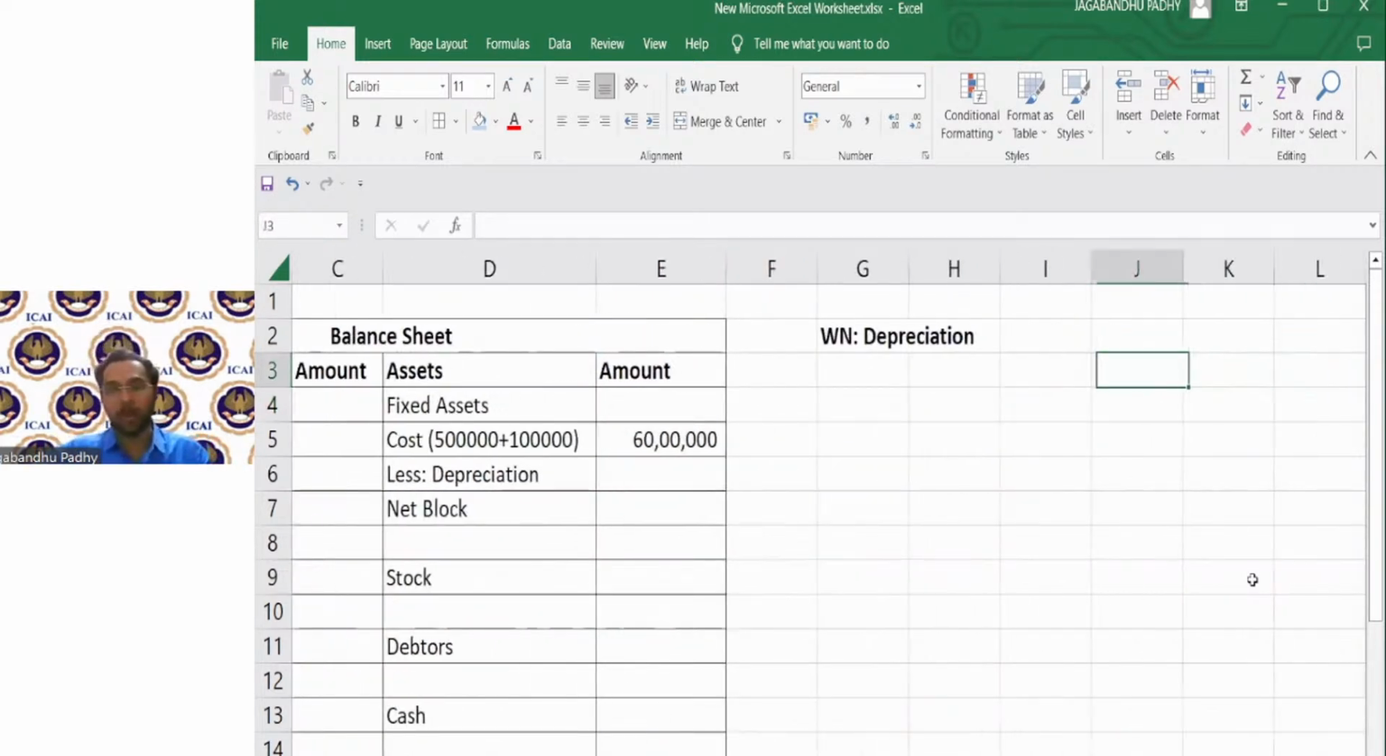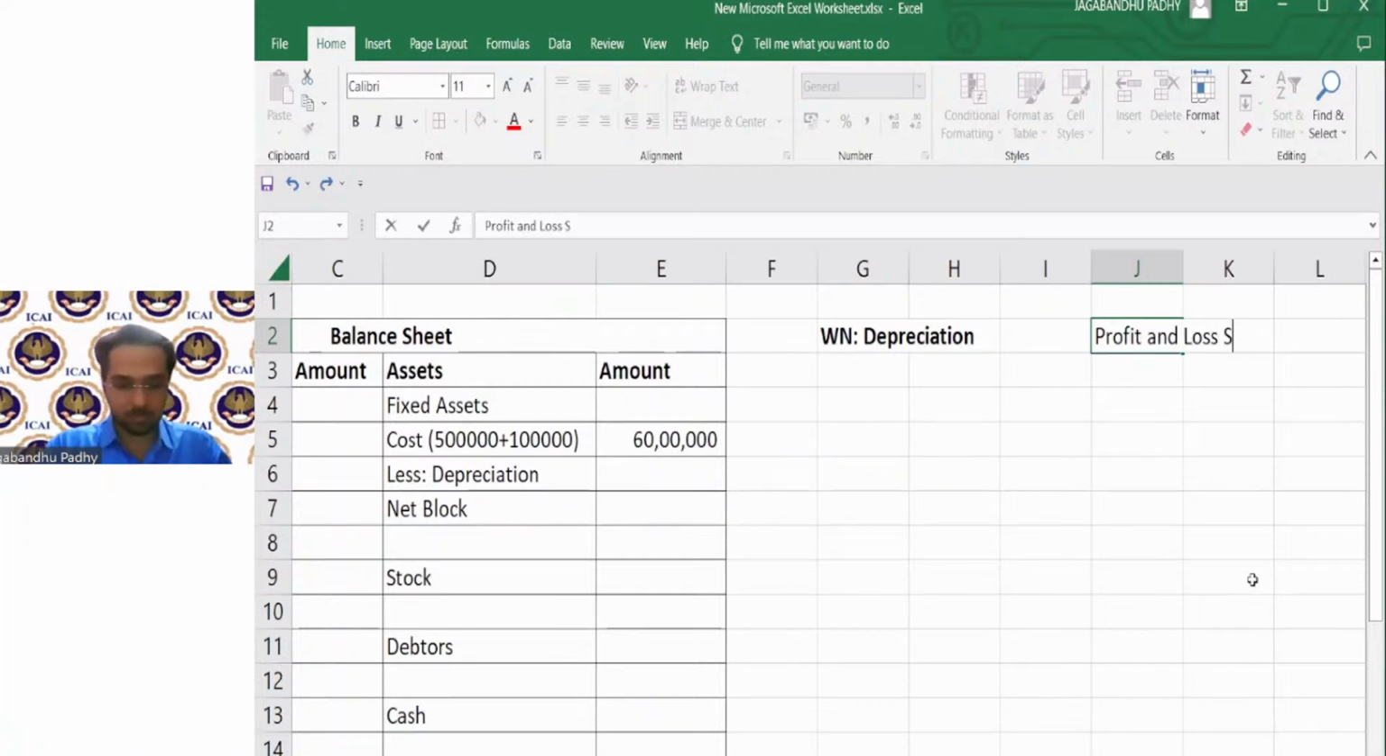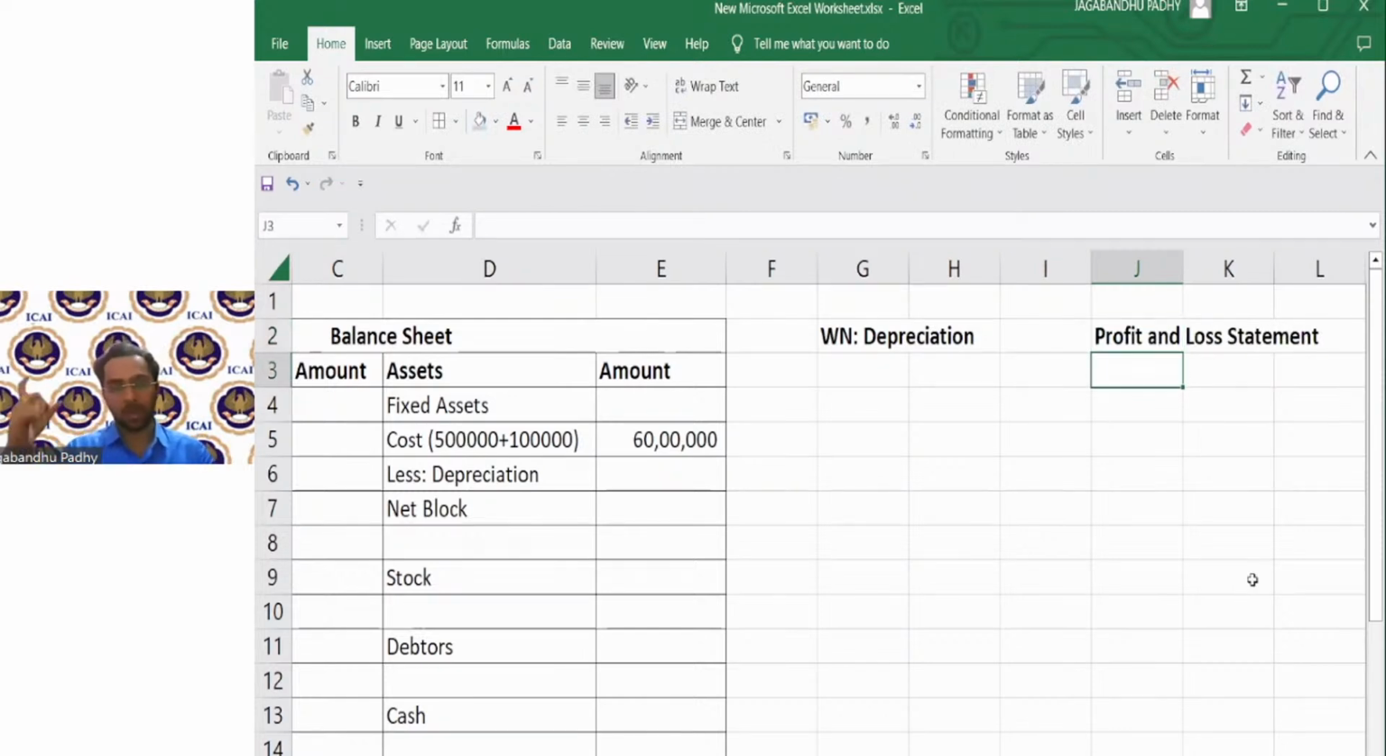So I actually need to prepare before this a profit and loss statement, because unless and until I have this profit and loss statement, I cannot have the entire calculation. So let's prepare the profit and loss statement. It obviously starts with sales. You're not preparing a formal profit and loss account as such. It's just a statement that we are preparing.